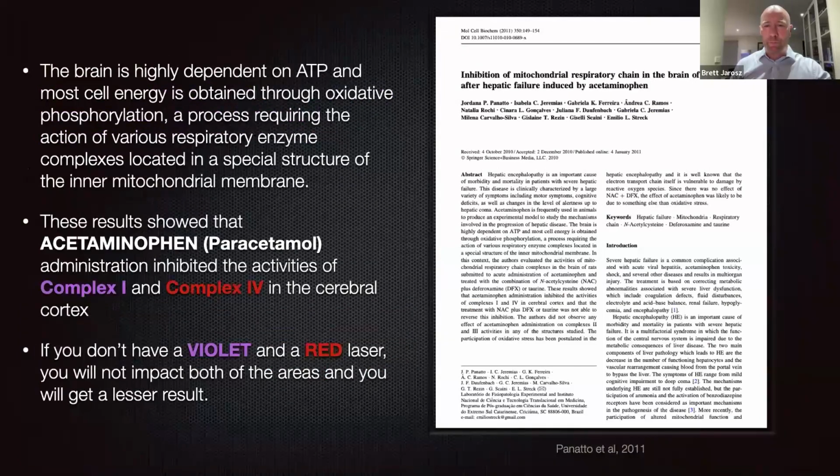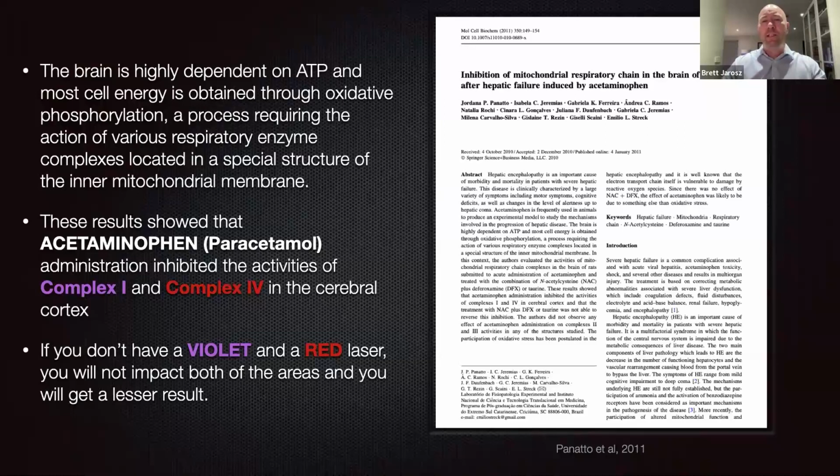If we look at the brain now, and again, study done obviously in animals, so not a human study per se, but brain is highly dependent on ATP, and most cell energy is obtained through oxidative phosphorylation. As we know, needs to go through that whole electron transport chain within the mitochondria. The results showed that paracetamol administration inhibited the activities of complex 1 and complex 4 in the cerebral cortex. So again, from a light therapy point of view, if you wanted to go after this, if you don't have violet and red, you will not impact both of those areas and you'll get a lesser result.